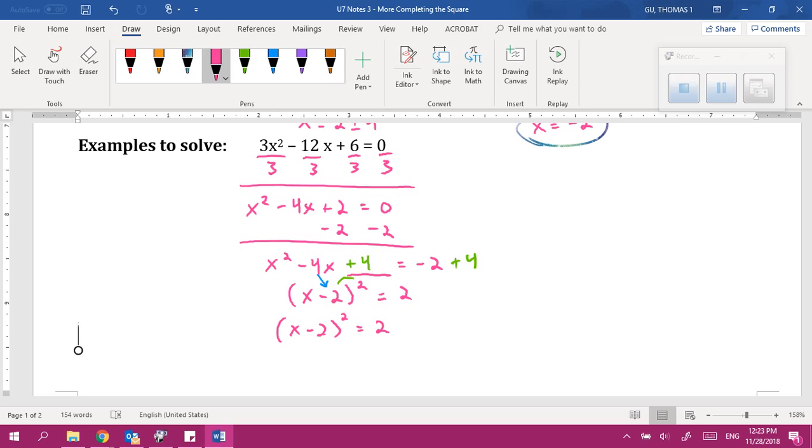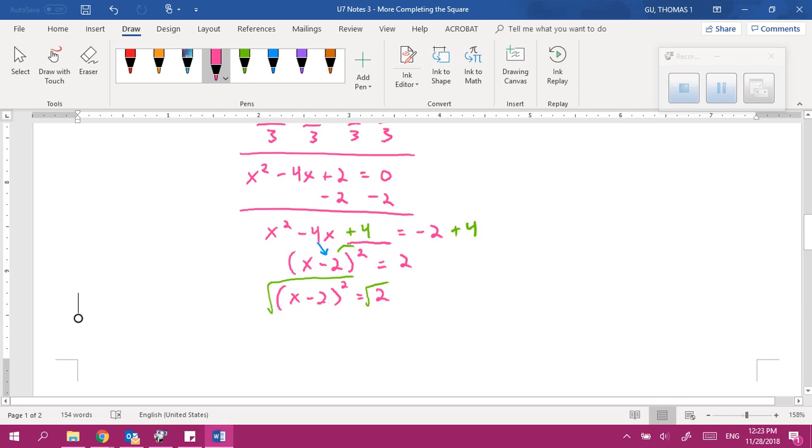And what do I need to do? Square root. Square root both sides, that's right. And what does that leave me with? X minus 2 equals plus or minus square root of 2. Very good. We can't simplify square root of 2 anymore, so then we just leave it like that and put the plus and minus.